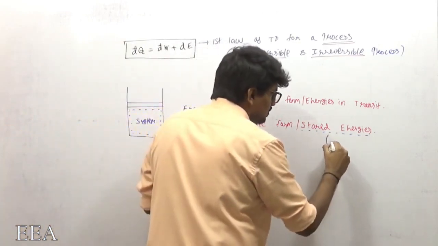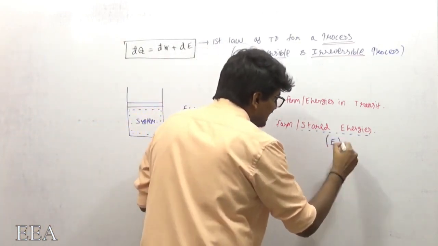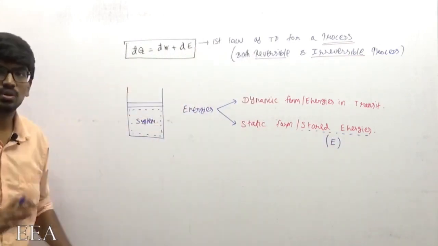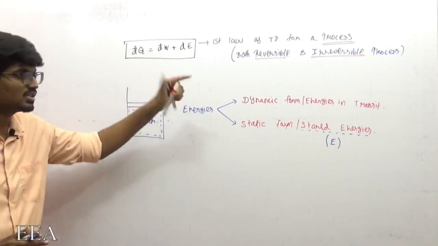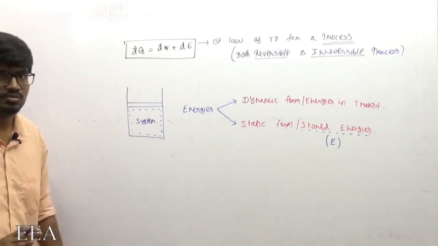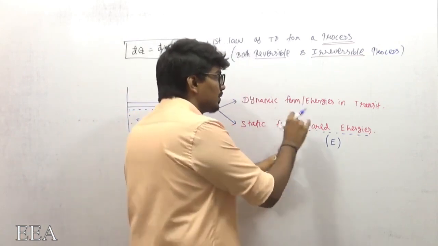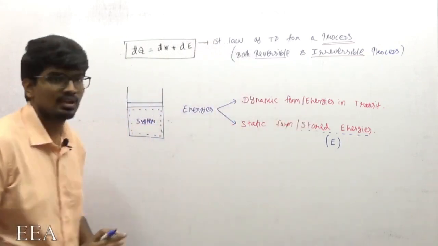This stored form of energy is nothing but E. That is what we got now. This E corresponds to stored form of energy, and dE corresponds to change in that. And now we got that it is a property. It is a point function. It is a state function.